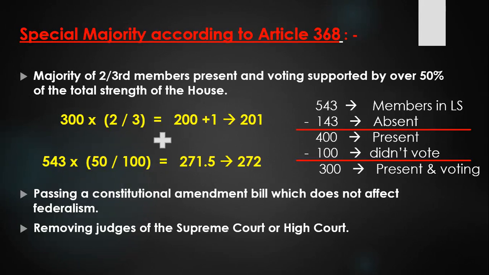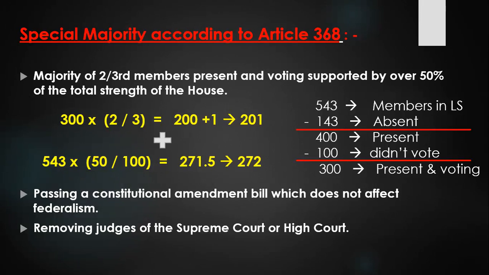Means the number of members supporting the bill should be more than or equal to 272. When at least 272 members support the bill, 272 or more than that, then only the bill will be passed. Now suppose 300 members were present and voting. Out of these 300 members, 272 members supported the bill. So now the bill will be passed. So this is the special majority according to Article 368.